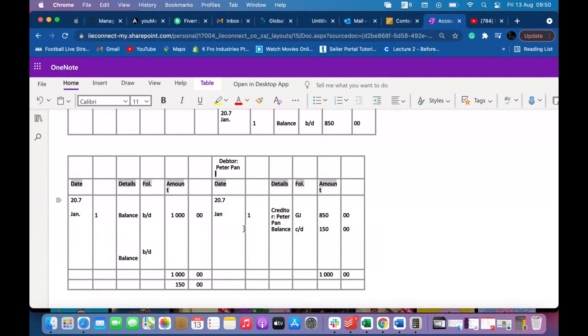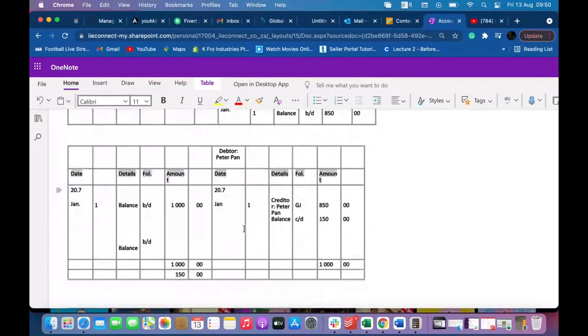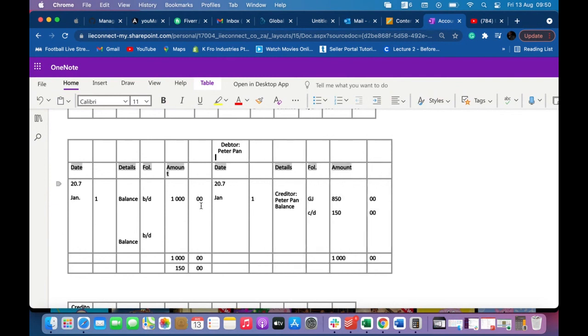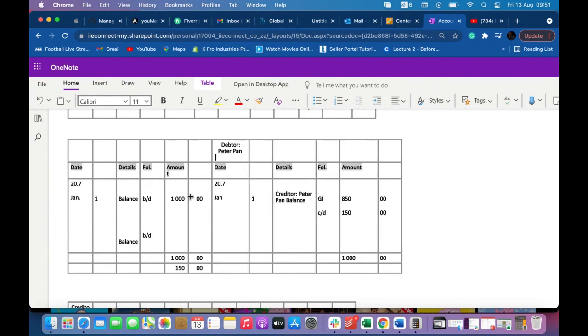So we're saying, Mr. Peter Pan, you owe us 1,000, we owe you 850. Let's just make this easier on both of us. We're going to write off what we owe you, that being the 850. So in the debtors control, or the individual debtor actually, Peter Pan's account, we're saying the balance that you owe is 1,000. But we also owe you, so we're going to reduce that. Can you see we've credited his account by 850? Then we're saying the balance of what you now owe is 150.